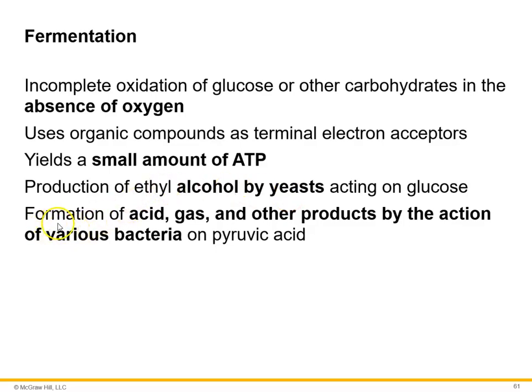Other organisms, again, depends on the organism, can form acid, gas, and other byproducts. And this is from the action of the bacteria on pyruvate. And we will do some biochemical tests in this course, and you'll be looking for evidence of acid production, gas production, etc., depending on the bacteria we're studying.